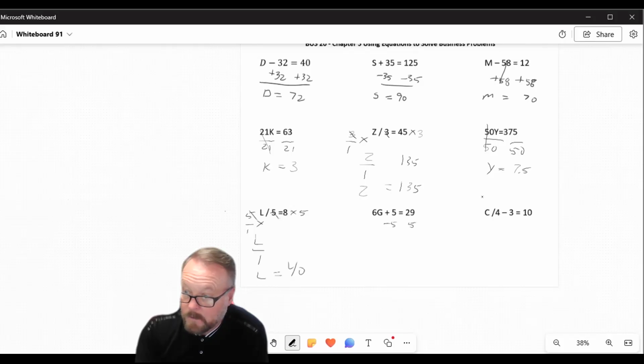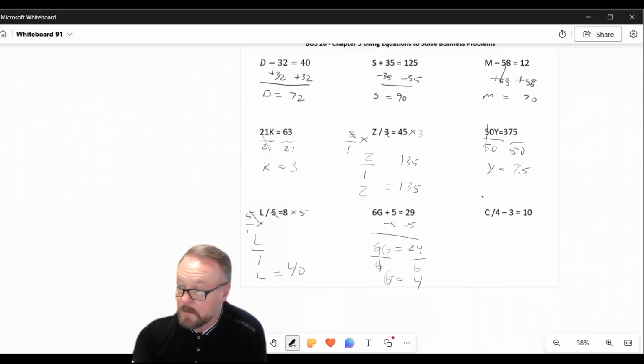Now here we have one that's a little more complex, so we need to first move the 5 over. So now we have 6g equals 24. And then we're going to divide both sides by 6 since it's multiplication. So g equals 4, not 6. G. All right, and then this last one, same thing. We're going to add 3 to both sides. So that means that C divided by 4 equals 10, or sorry, equals 13.